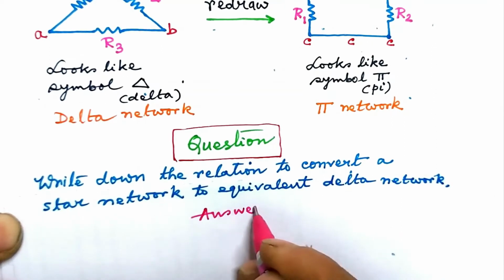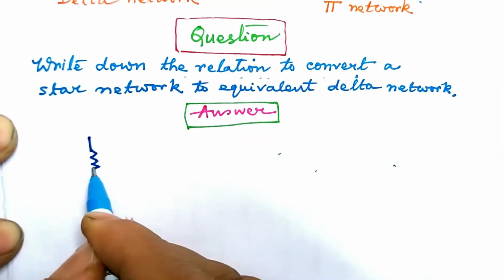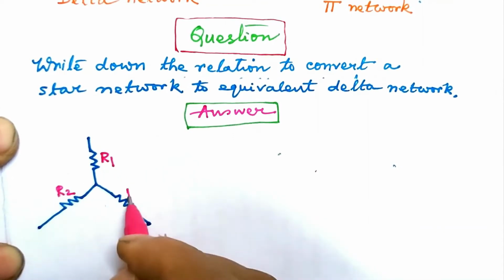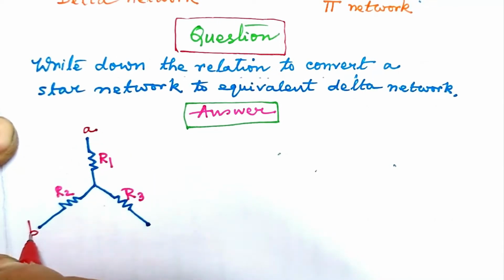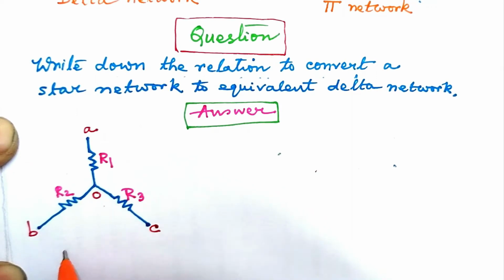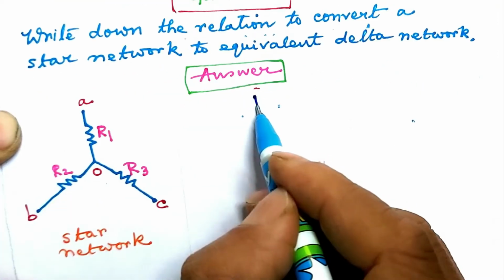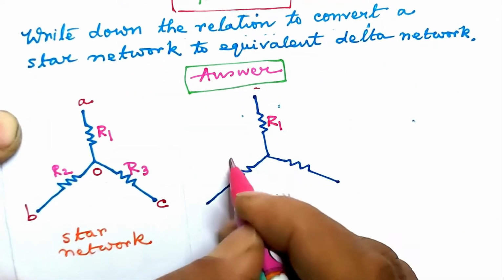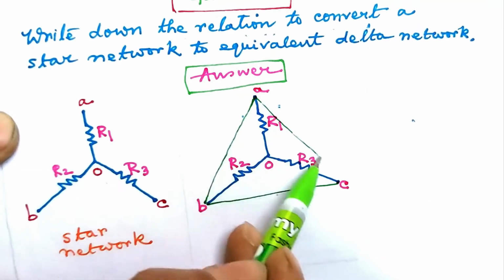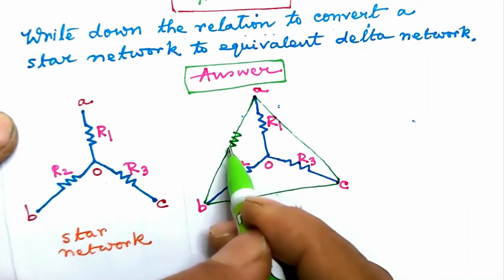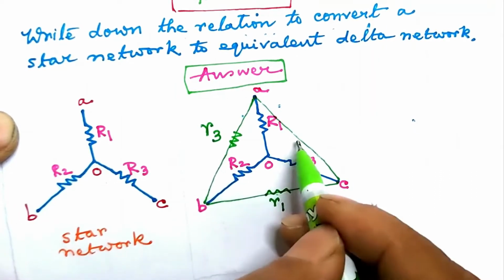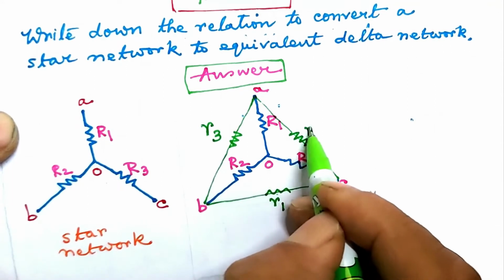The answer. Let us draw the star network comprising of 3 resistances. Call the resistances R1, R2, R3. The terminal points are A, B, C, and this is point O at which the 3 resistors coincide. This is the star network. We redraw the network. Join the points A and B, B and C, A and C. The resistance between A and B is say R3. Resistance between B and C is say R1. Resistance between A and C is say R2.